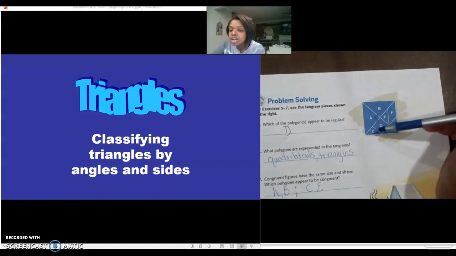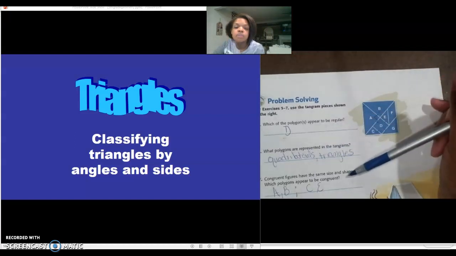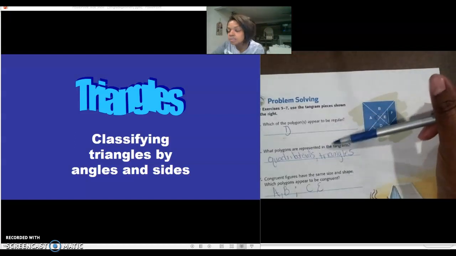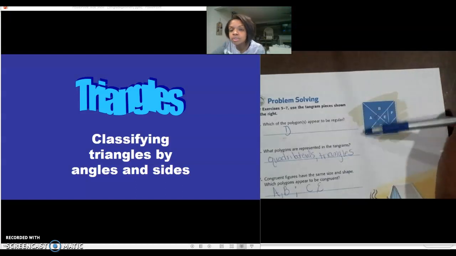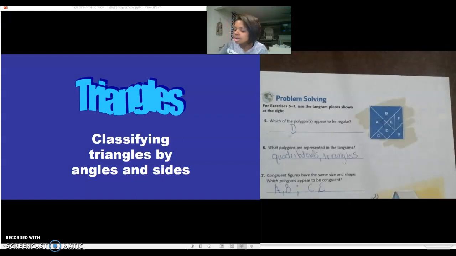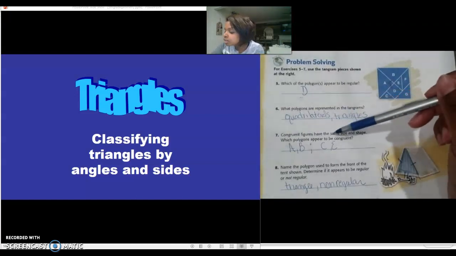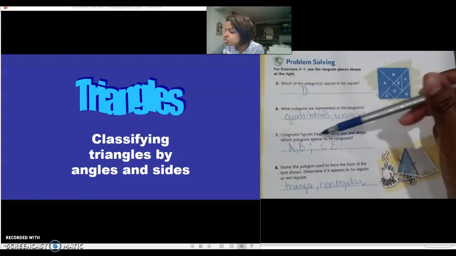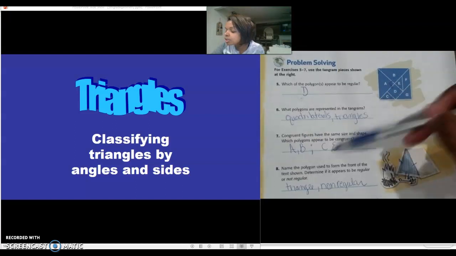Alright, so what are the polygons represented in the tangram? There are 4-sided shapes like a square and a trapezoid, so we can call those quadrilaterals. If you wrote square and trapezoid, that's completely fine. And then last, there are several other triangles or 3-sided polygons. So those are triangles. Okay. All right, let's look at number 7. Congruent figures have the same size and shape. Which polygons appear to be congruent? A and B are congruent to each other, and C and E are congruent to each other.